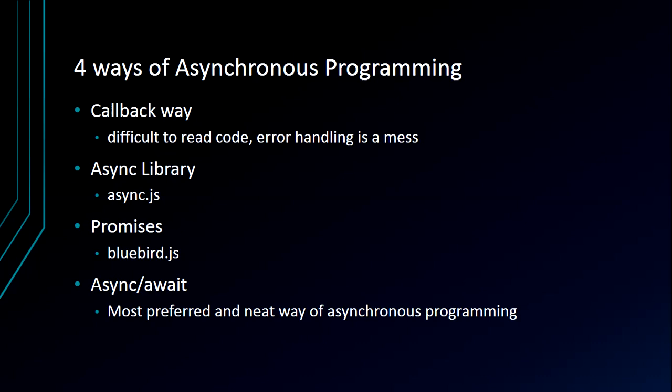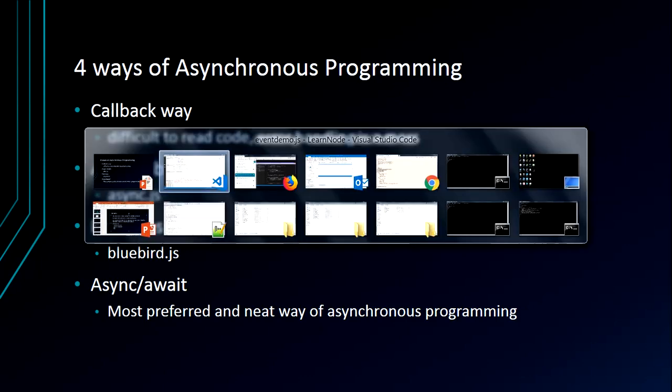So there are four ways in which you can do asynchronous programming in Node, which I have listed down here. The first and foremost is a callback way, which is a very preliminary way of doing it. The second is using an async library, and third is using promises, and the fourth is using async await method. Right? So let's first have a look at what is a callback way. I think now you should have a better understanding of what is a callback. You give a work, the work gets done, and the callback function gets triggered, right? So let us look at how to code in callback way, right?